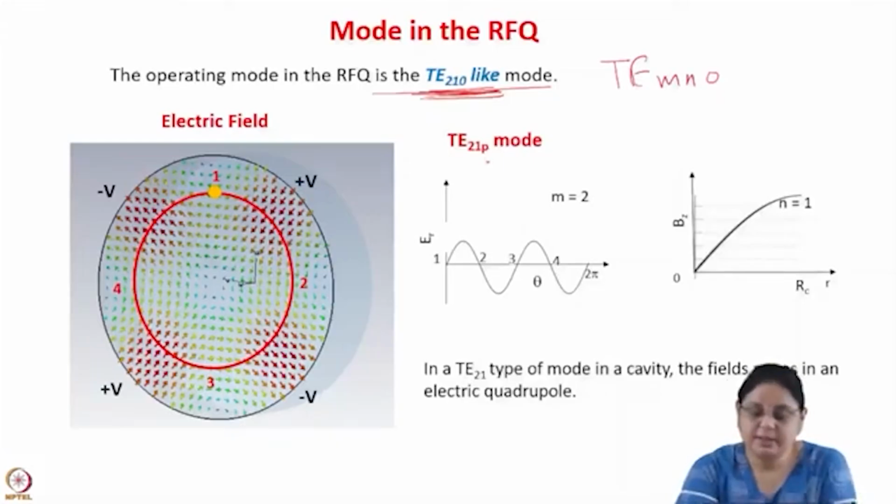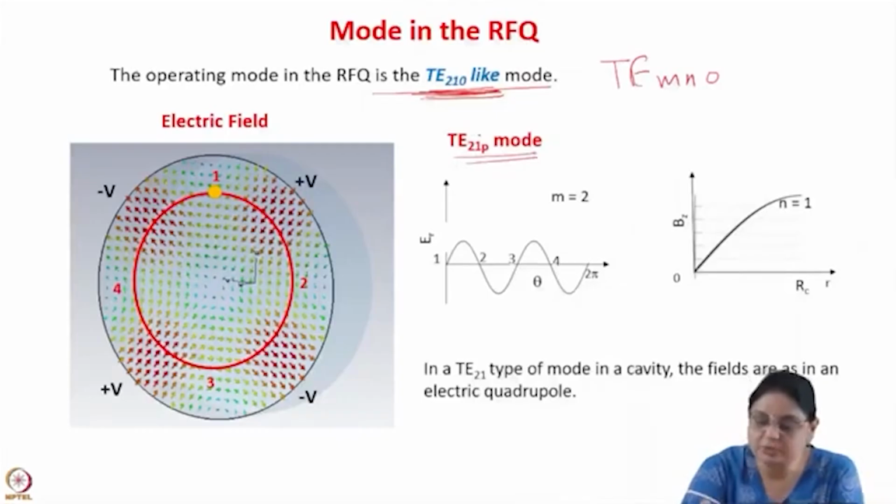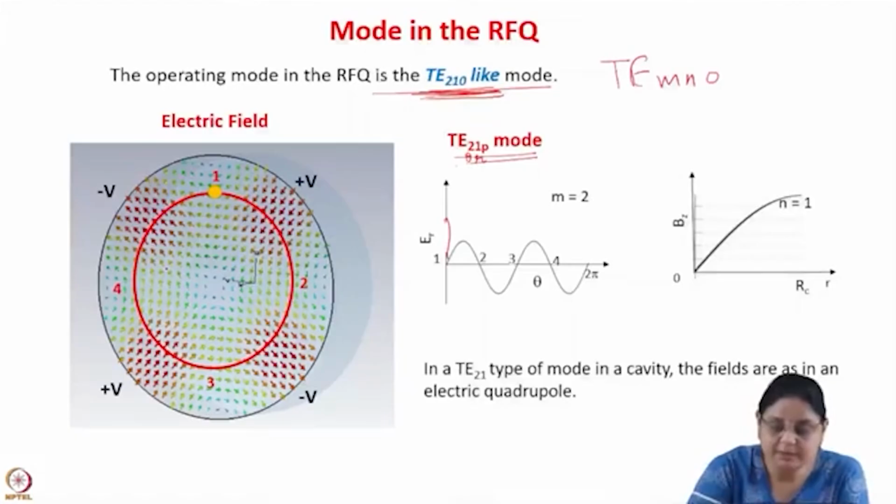So let's first analyze the transverse direction. Let's consider a TE21P mode. So this is the variation in theta direction: two full period variations of the fields in the theta direction, and this one corresponds to the variation in the radial direction. So this is the TE21P mode.